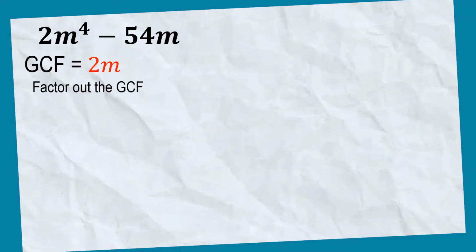Next example, we have 2m raised to 4 minus 54m. First, identify po muna natin kung merong greatest common factor ang mga terms sa ating binomial. In this case po, meron po tayong 2m as our GCF. We need to factor out the GCF in the given binomial. So ang kakalabasan po ay 2m times the binomial m cubed minus 27.